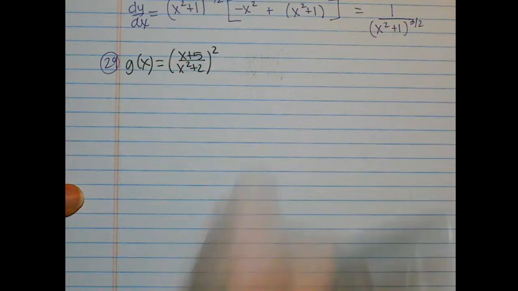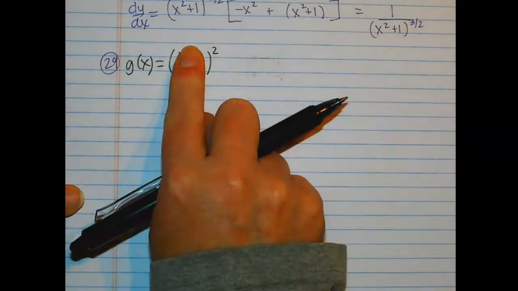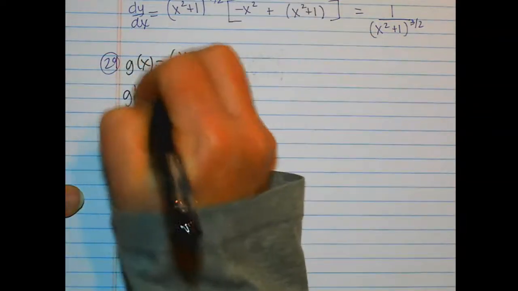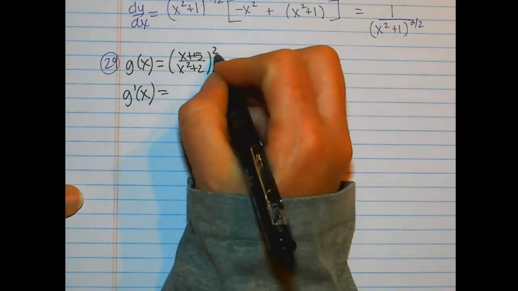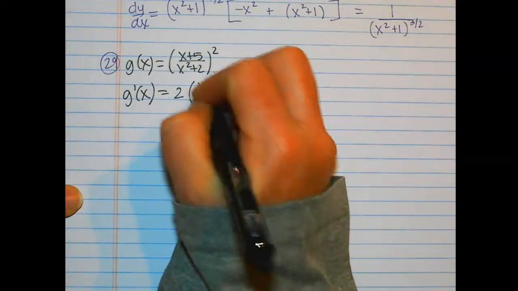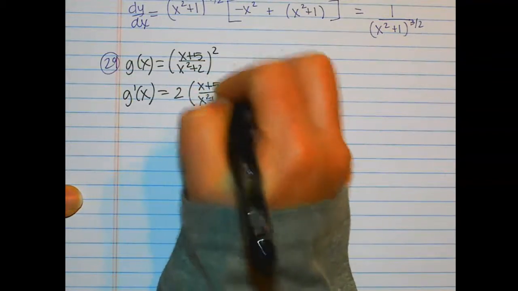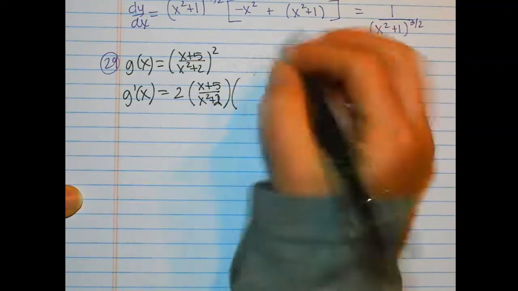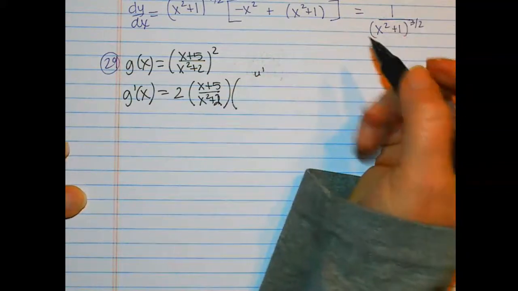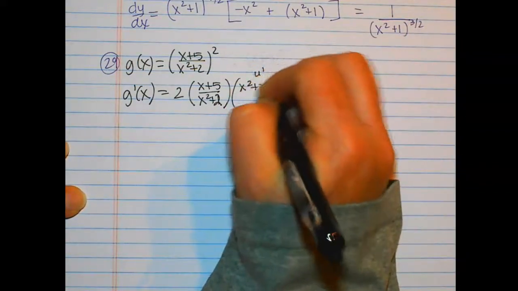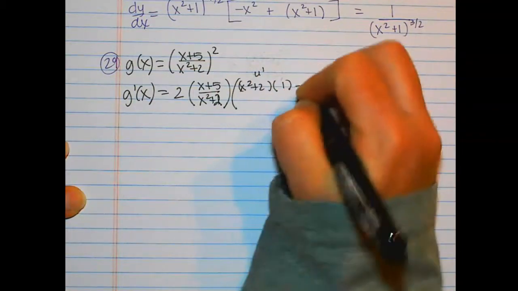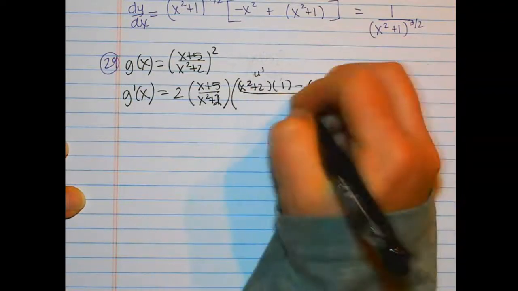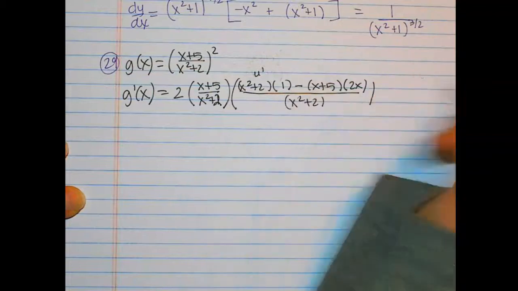29 is chain rule. I've got the mama function as something squared, and then the baby is going to be quotient rule. So this is fun stuff. So I've got 2 times, I'm going to keep the baby, x squared plus 2 to the first power, times u prime, the derivative of the baby. The baby's derivative is bottom times derivative of the top minus top times derivative of the bottom, all over x squared plus 2.